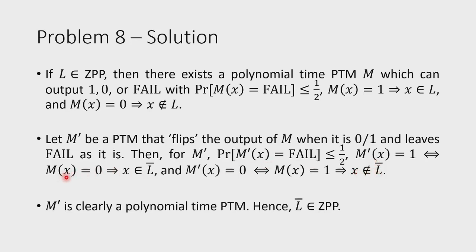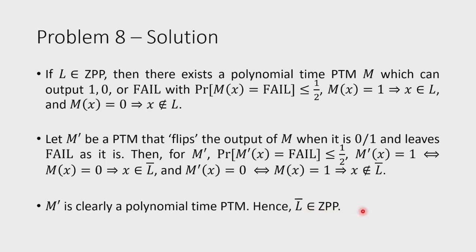So whenever M prime x equals 1, x is in L complement, and whenever M prime x equals 0, x is not in L complement. So M prime is exactly the ZPP machine for the language L complement, right? Yes. And it clearly also runs in polynomial time because we are just flipping the output of M. So hence L complement is also in ZPP.